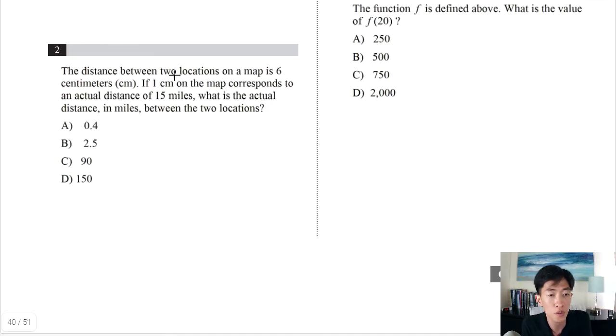Question 2. The distance between two locations on a map is 6 centimeters. If 1 centimeter on the map corresponds to an actual distance of 15 miles, what is the actual distance in miles between the two locations? So here you just need a simple proportion. They're telling us that the scale is 1 centimeter equals 15 miles, and they want us to figure out how many is 6 centimeters. So just cross multiply, 6 times 15 is going to be 90, and that's the answer.